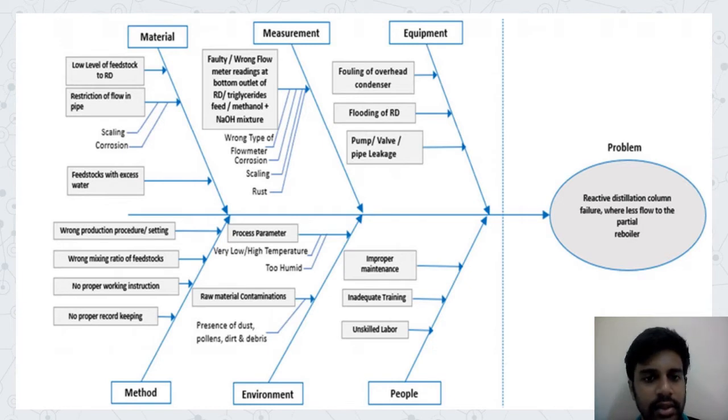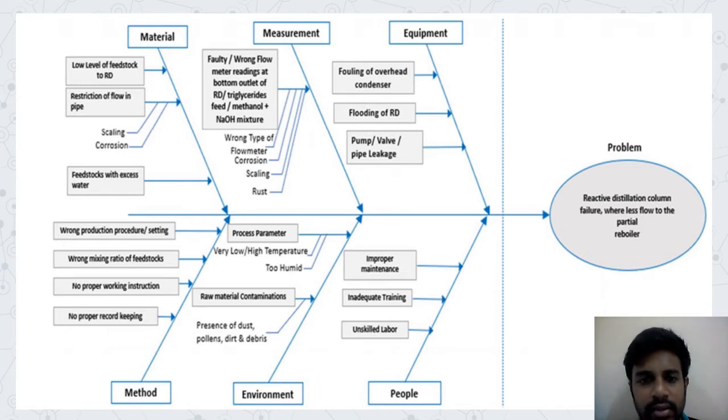Moving on to measurement, it could possibly be due to faulty or wrong flow meter readings around the RD, and we could have the wrong type of flow meter selected. Usually for high viscosity biodiesel we use a turbine flow meter, and corrosion or scaling could possibly affect the moving part or the probe of the flow meter.